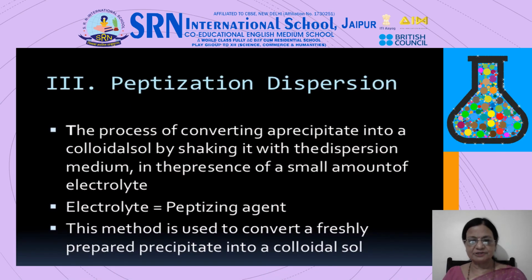One of the methods for preparing colloidal solution is peptization, a dispersion method. Peptization is a process of converting a precipitate into a colloidal sol by shaking it with the dispersion medium in the presence of a small amount of electrolyte. The electrolyte used here is a peptizing agent, and this method is used to convert a freshly prepared precipitate into a colloidal sol.